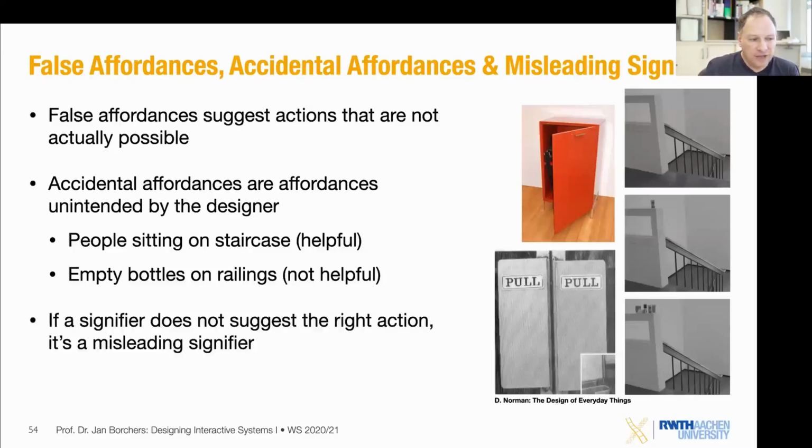And finally, if you have a signifier that doesn't suggest the right action, then it's misleading, right? Just as an affordance can be false and try to make you do something that physically doesn't work, a signifier that doesn't suggest the right action is a misleading signifier. So the handle on that right cupboard can also be seen as not suggesting the right action. It's signifying that I should pull here, but it misleads me because that's actually not the right way to open this door.